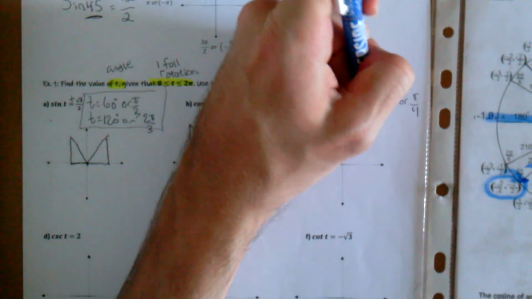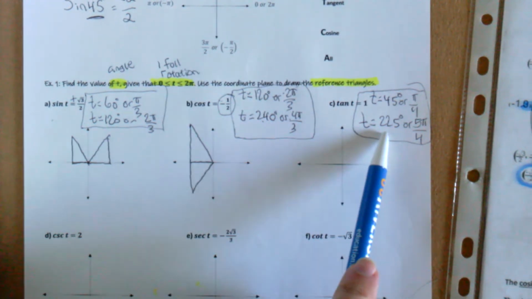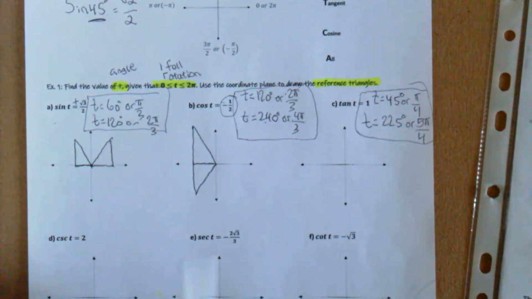So t is 225 degrees, or 5 pi over 4 radians, same thing. Perfect. So that tells us that at 45 degrees, or pi over 4 radians, tangent is 1. And at 225 degrees, or 5 pi over 4 radians, tangent is 1. Now we need to find the reference triangles.